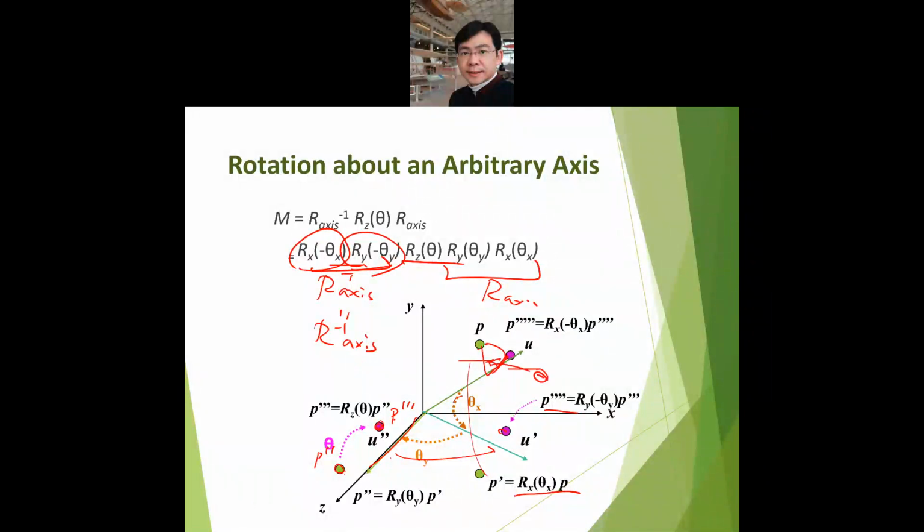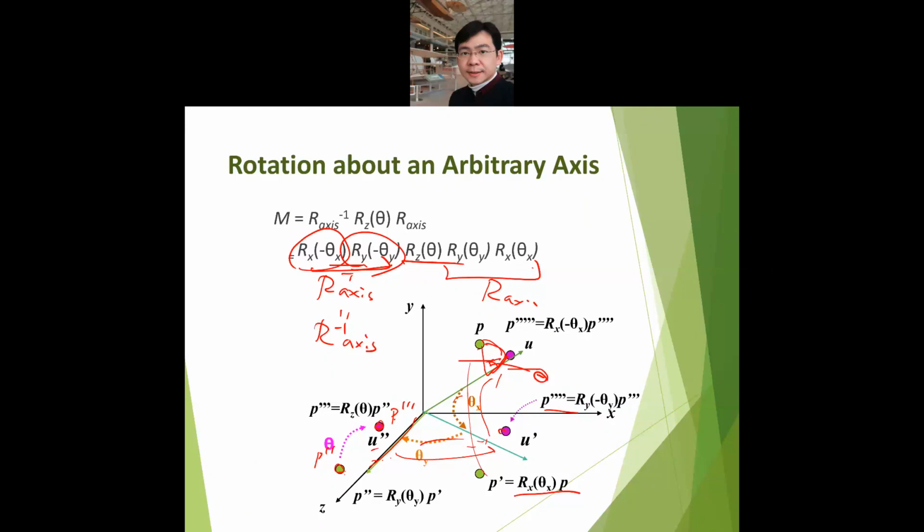But we can decompose this process as a sequence of combined transformations and then their inverses. Then we can accomplish this arbitrary axis rotation. But I want to emphasize this is just a way to let you know we can, because you have learned the basic transformations, you can use a combination to accomplish some difficult or complex ones.